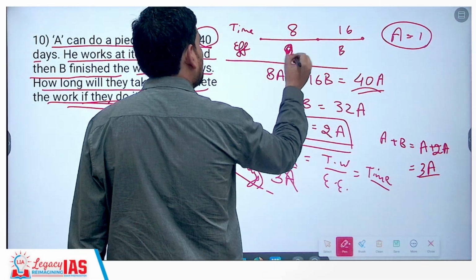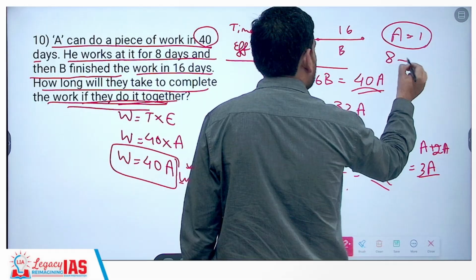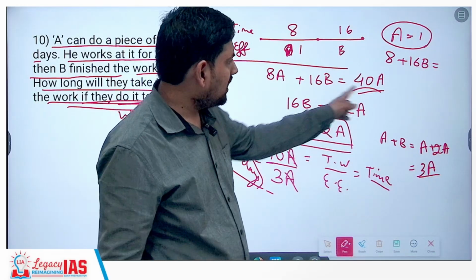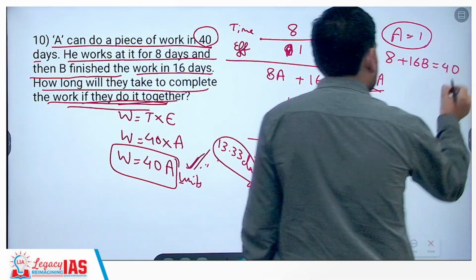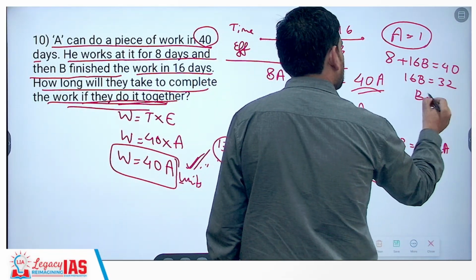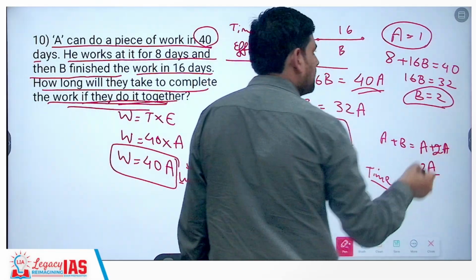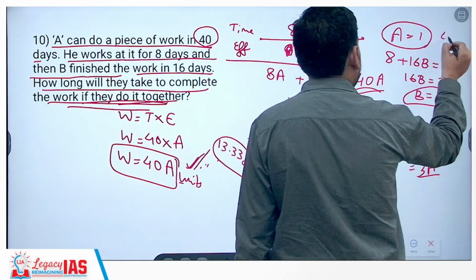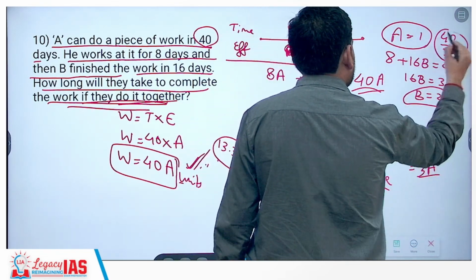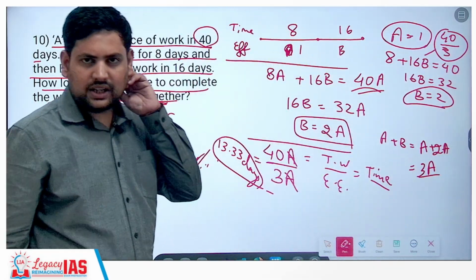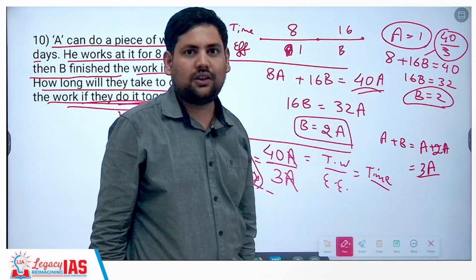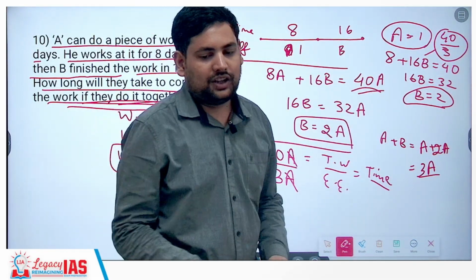So if that is 1, then you get 8 plus, now here you will get 16B. Now if the efficiency of A is 1, then total units of work is what? Total units of work is 40 units. So what you get? 16B is equals to 40 minus 8, that is 32, or B is equals to 2. So A is equals to 1, B is equals to 2, total units of work is 40. So this becomes 40 if they are working together. So A plus B, 1 plus 2, same answer. Okay, it depends on you. You can take the efficiency of A to be 1 and then calculate B accordingly. Understood? Okay, that's it for this lecture.